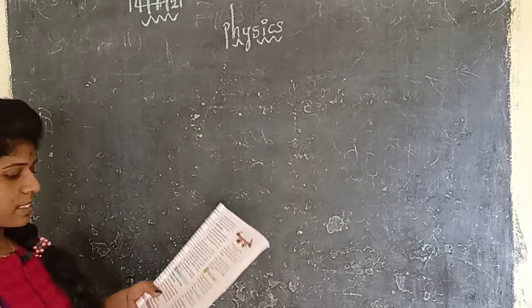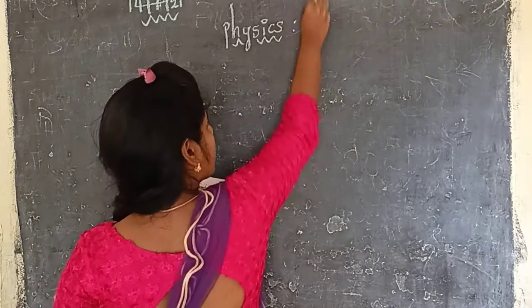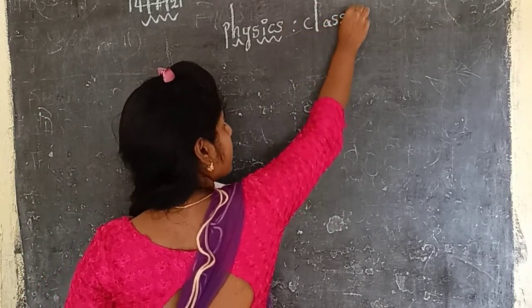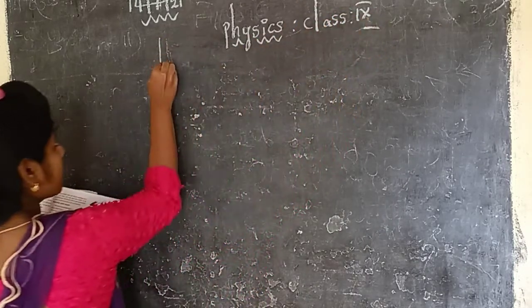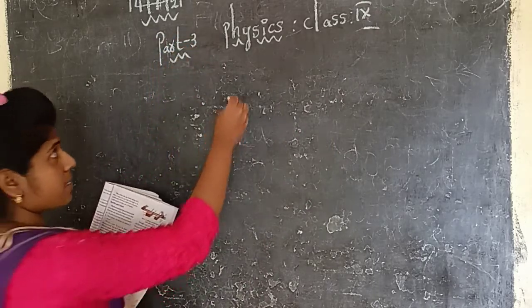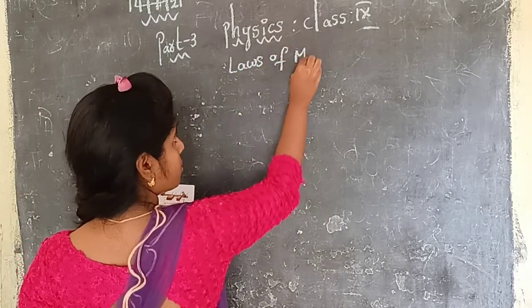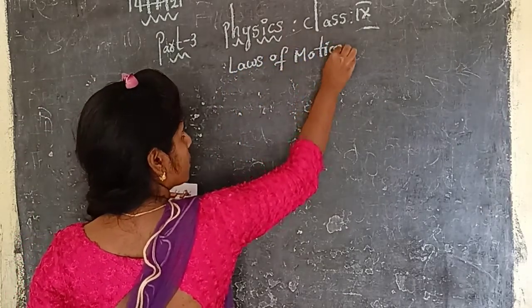Look at it now. Open the textbook, page number 35, class 9, part 3. I am going to explain part 3. The name of the lesson is Laws of Motion.